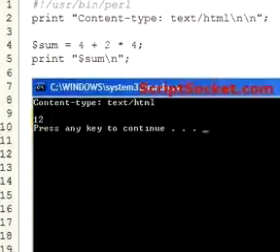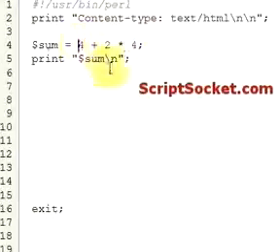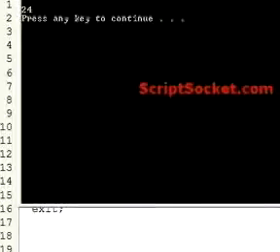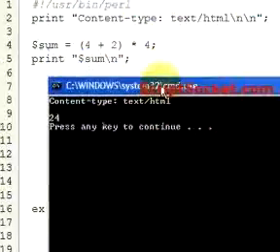Now if we don't want to have that, we can put the 4 plus 2 in brackets. So the 4 plus 2 will get acted on first. So 4 plus 2 is 6, and then it will multiply 6 by 4 to give us the result of 24. So that's because of precedence.